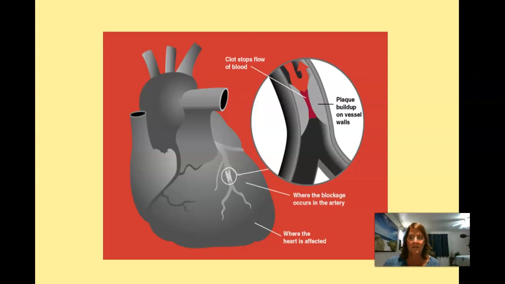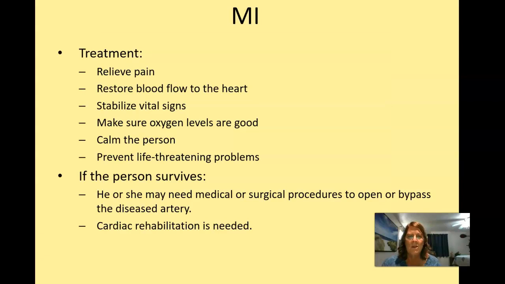But that's why when people are having warning signs or signs and symptoms of a heart attack, we don't want to ignore it. We want to just make sure that they get into the facility as soon as possible. So our treatment, we want to relieve the pain. We want to restore blood flow to the heart. We want to stabilize vital signs, make sure oxygen levels are good, calm the person, and try to prevent any life-threatening problems. If the person survives, though, they may need medical or surgical procedures to open up that blocked artery, and they might even need open heart surgery where they bypass the diseased vessel. And then cardiac rehabilitation will generally need to be used.